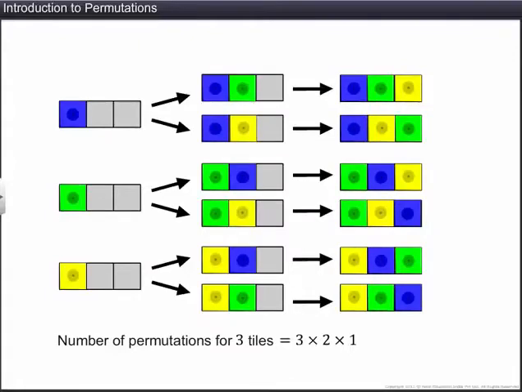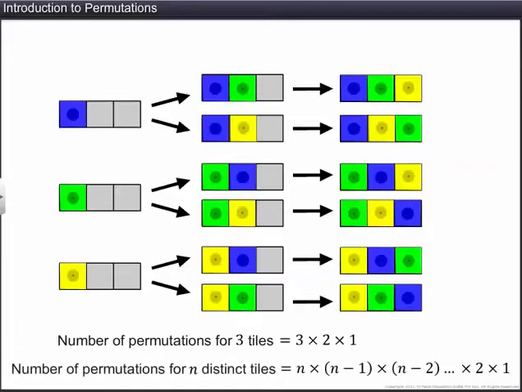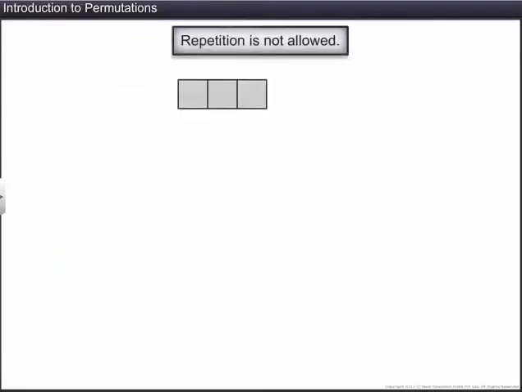This can be generalized for any number of tiles. For n number of distinct tiles, the number of permutations is as shown. Now, we will see a theorem on permutations. Suppose we have 4 tiles to be filled in 3 places as shown.